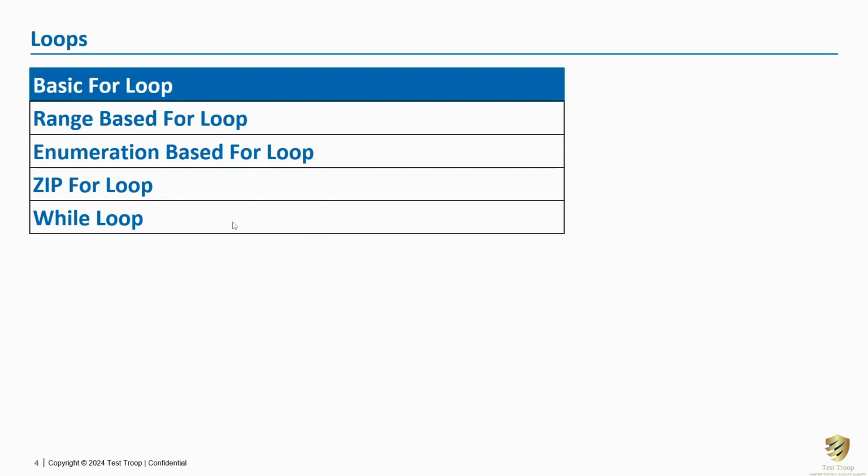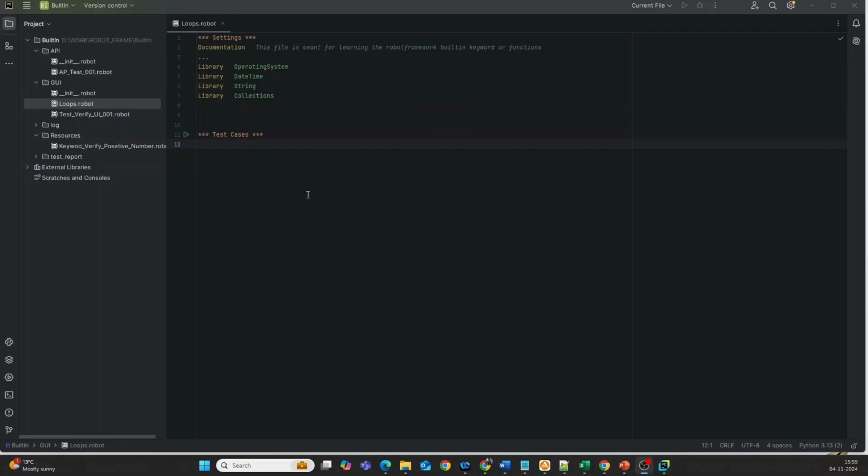In case of Robot Framework, we have variations for the for loop, which are basic for loop, range based for loop, enumeration based for loop, and zip based for loop. We will go through each one by one. Let us understand what a basic for loop is. Let us go to PyCharm.